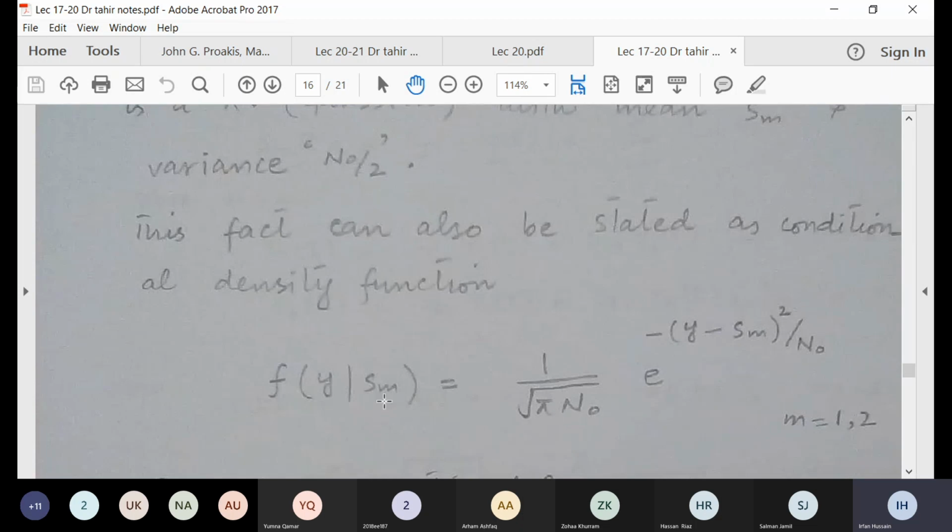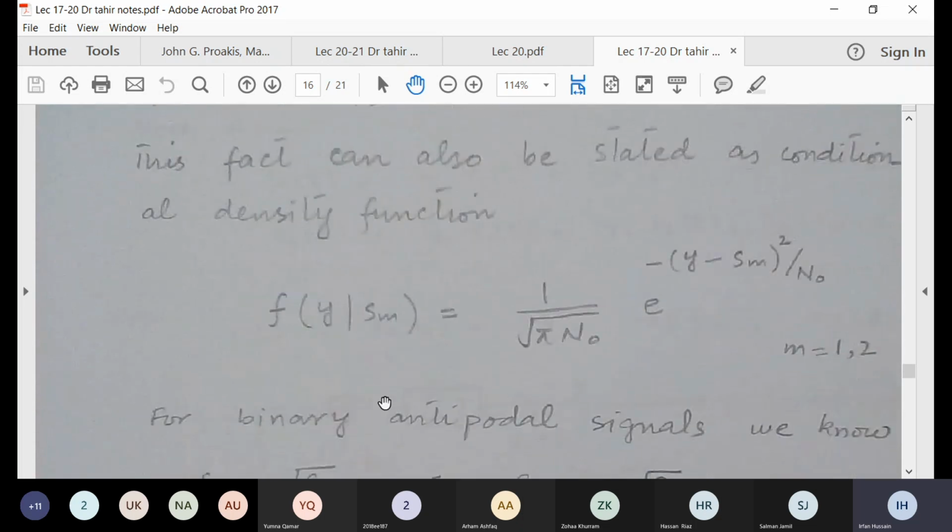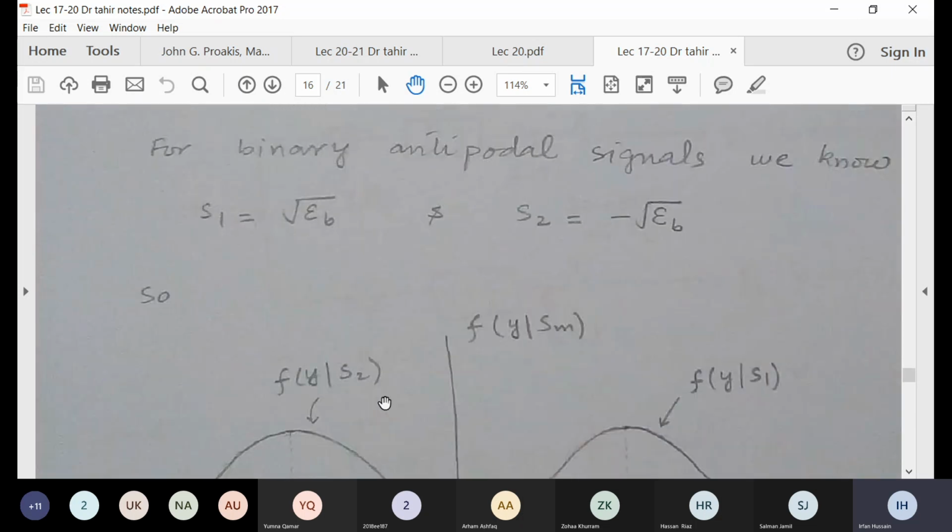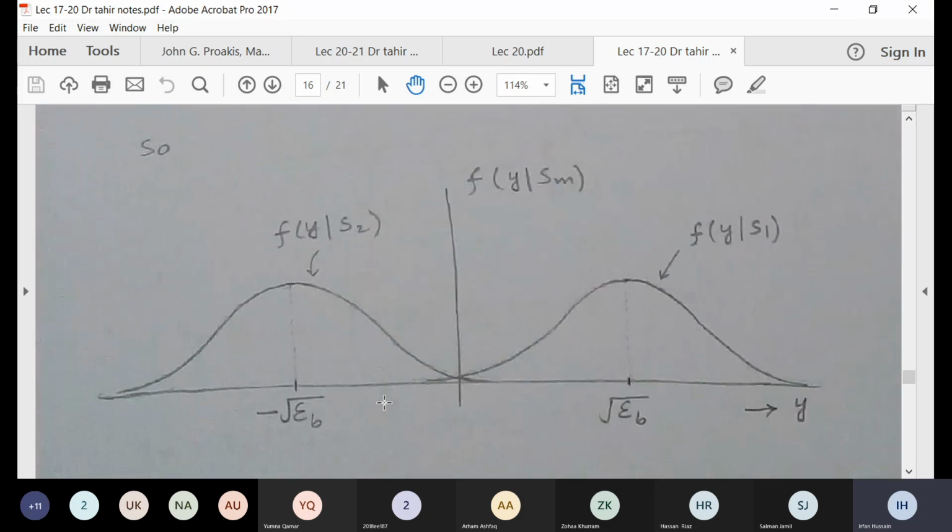And Sm could be anything. It could be under root EB, it could be minus under root EB, depending on what type of modulation scheme you have used and how it has been mapped onto the orthonormal bases. S1 and S2 are these two things. Hence, you get these density functions: y given S1 for under root EB, and you can draw the other density function, f of y given S2, for minus under root EB. So it will lie here, and this Gaussian distribution will lie over under root EB.